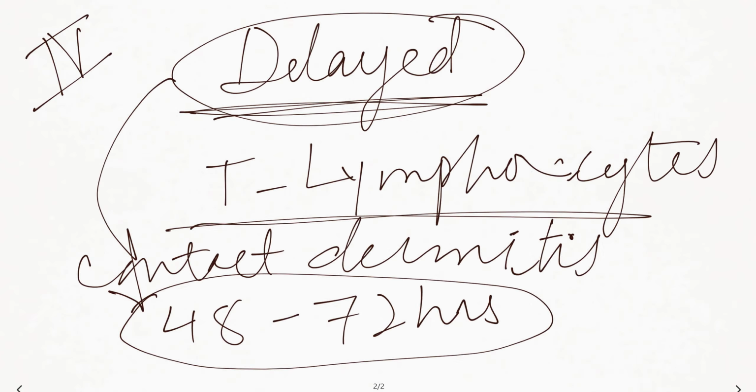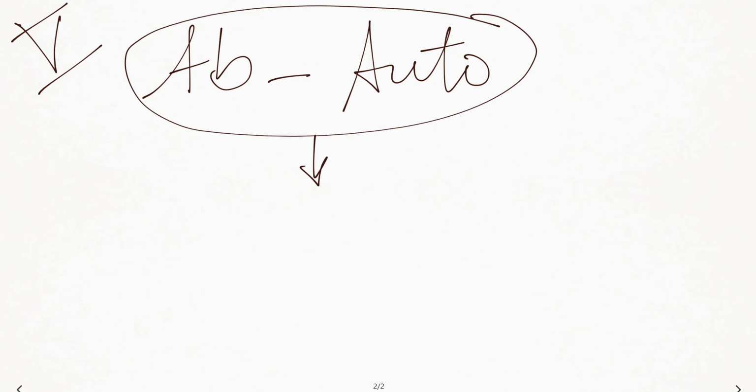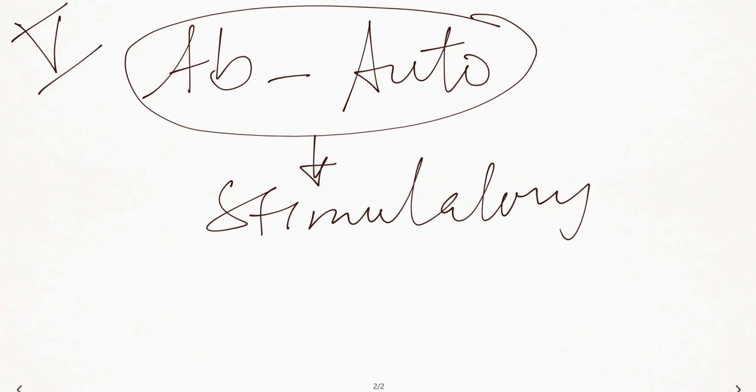Okay, we will go now to the last type of hypersensitivity reaction, and the last type here is slightly different and needs some sort of understanding. There are antibodies included here, and those antibodies are type 2 antibodies. The main feature of these antibodies is that they are mainly stimulatory, so they will exaggerate the action of a certain organ, and an example for this is Graves' disease.